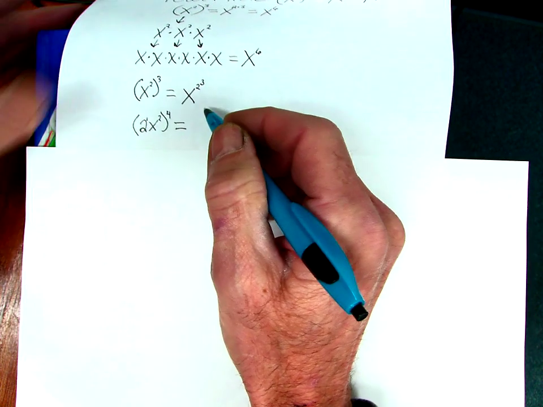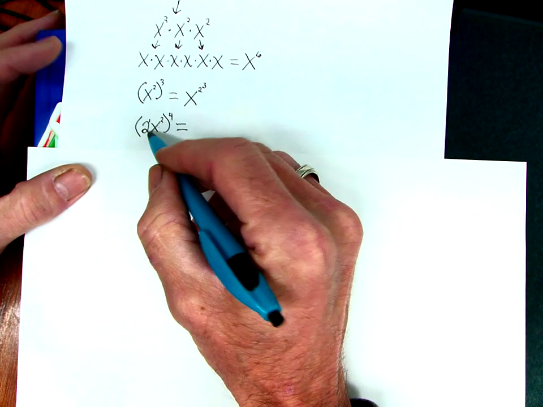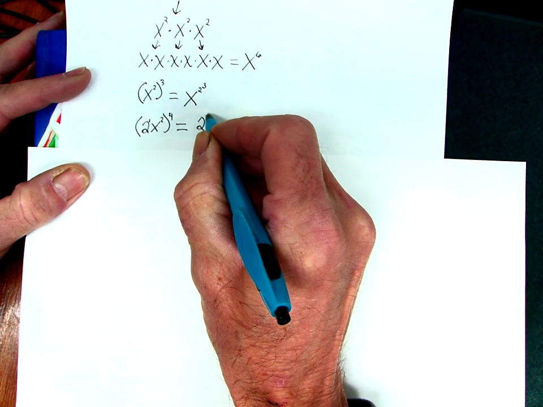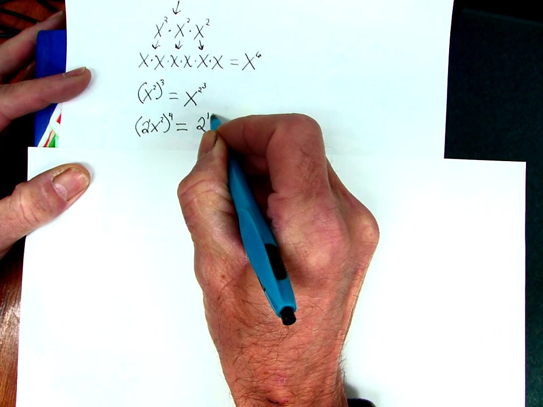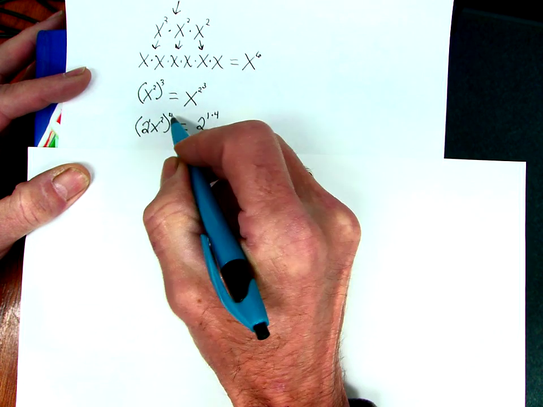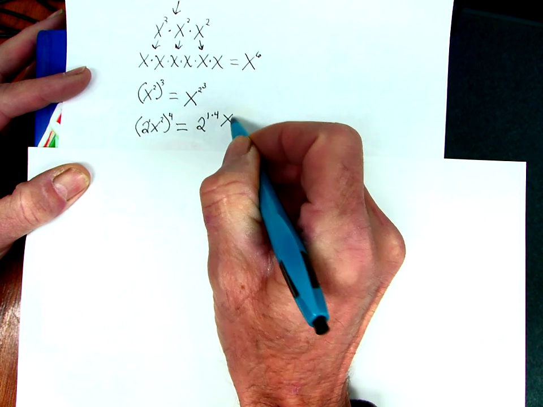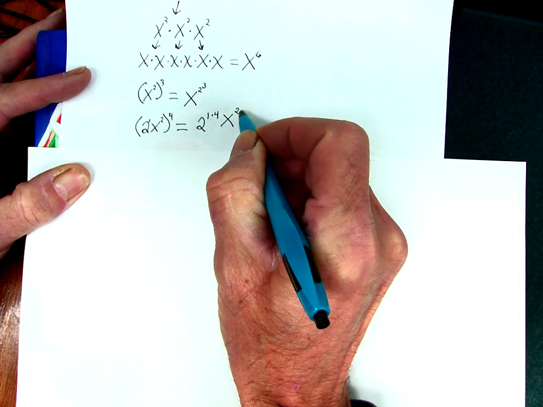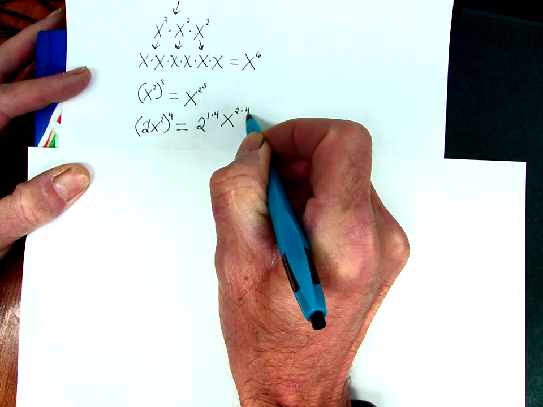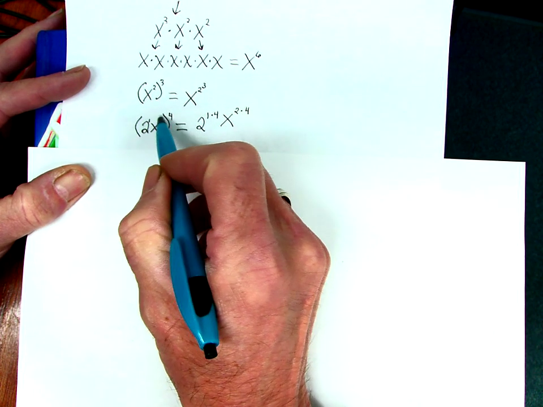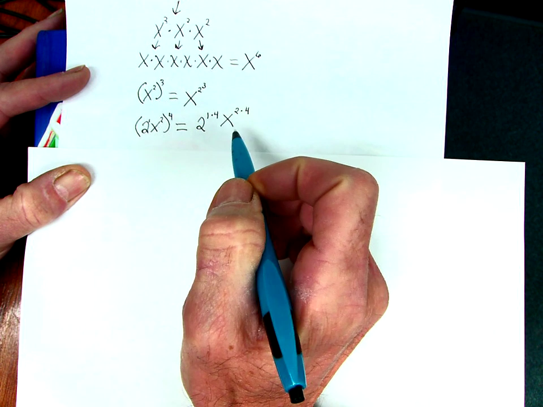So here we go. Here's how we would do this. Start with the 2. The power of the 2 is 1. Now multiply that times the power on the outside. Then we have the x. The power of the x is 2. And multiply it by the power on the outside. It's sort of like the distributive property, only you're only distributing to the exponents.